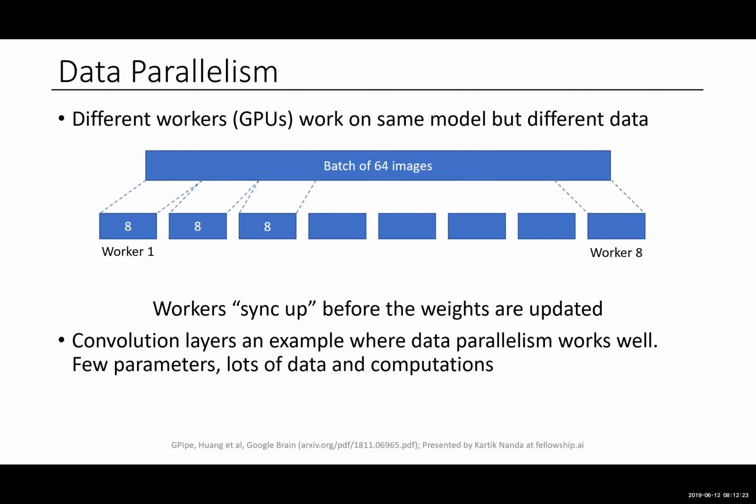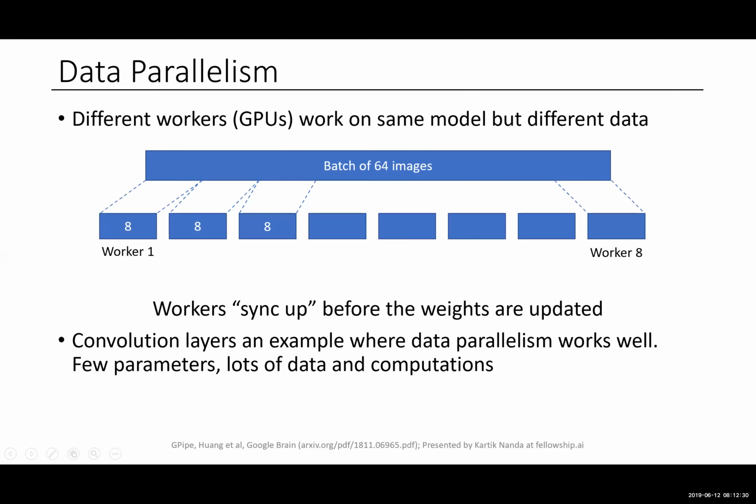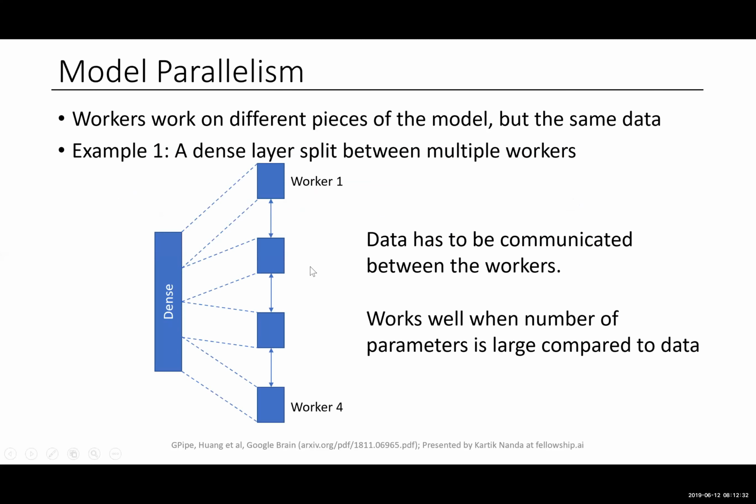The second, coming back here, is model parallelism. One way this works is, for example, let's say we've got a dense layer, and instead of one worker working on the entire dense layer, we split the dense layer between 4 workers. So we've actually split the model: part of the model is given to worker 1, and part to workers 2, 3, and 4. And the data is essentially common.